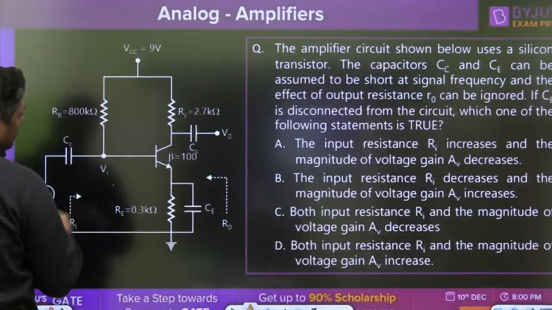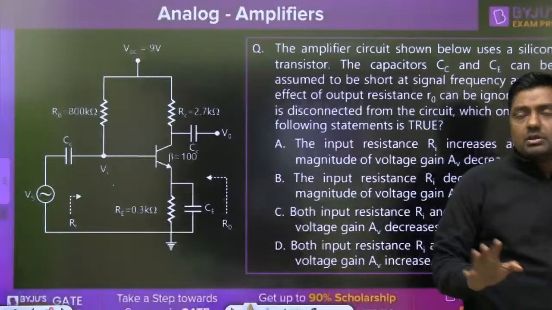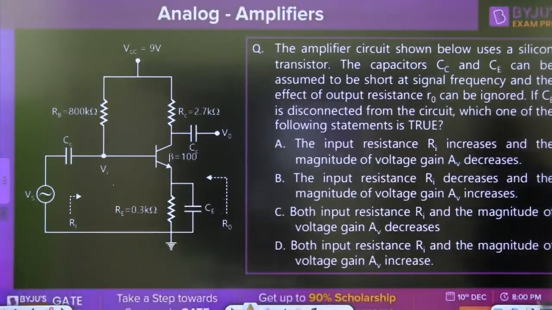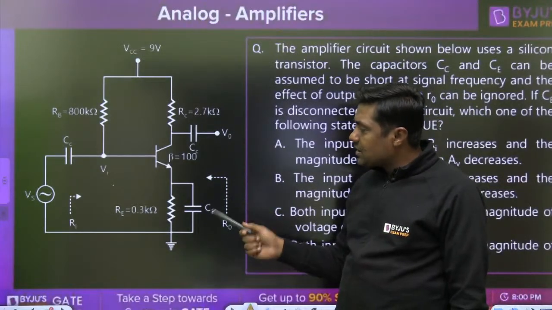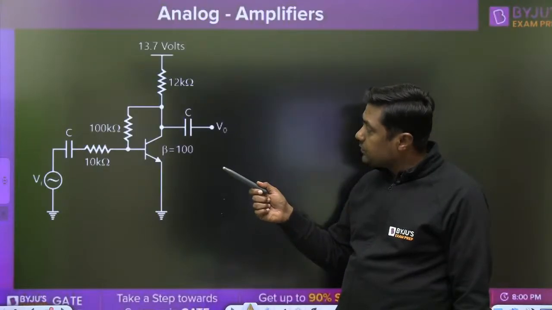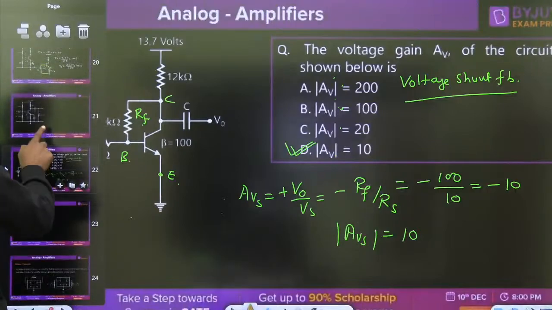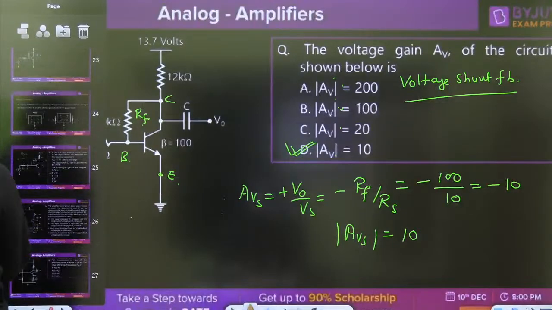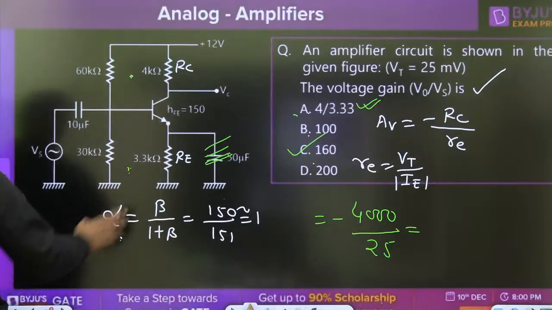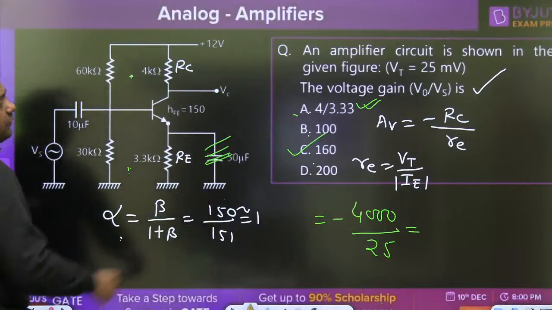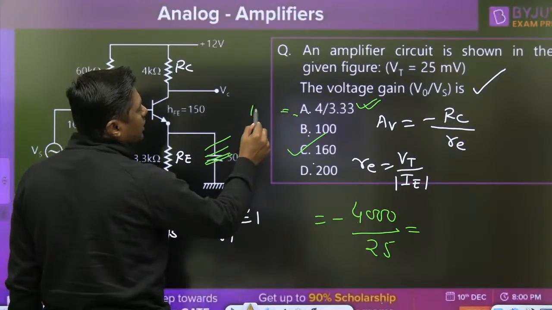Sometimes they will ask, what is the use of this bypass capacitor? Why are we connecting this bypass capacitor? Remember, this is a very general question. So when we are not connecting the bypass capacitor, watch the previous question. When we are not connecting the bypass capacitor, what was the gain for the system? This is not connected. So what is the gain? Only 4 divided by 3.33, nearly equal to 1, nearly equal to 1 point something.